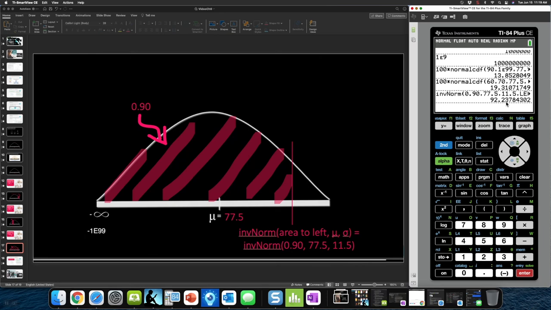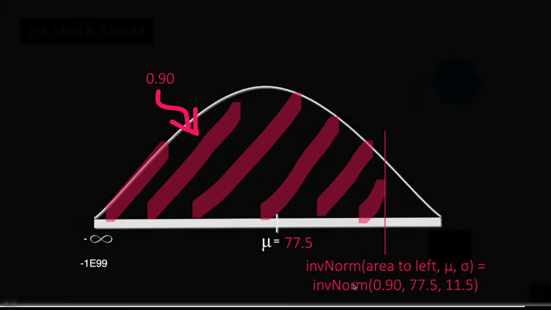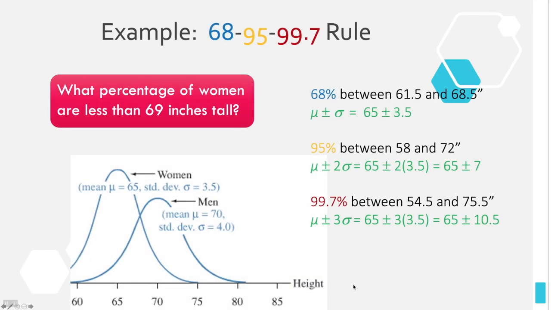So if I scored 92.2 on the exam, I am at the 90th percentile for the course, on that exam at least. And then, last but not least, we will go to the problem that we had at the very beginning, where we ask ourselves what percentage of women are less than 69 inches tall. And so we already have the curve drawn for us here. We will go to 69 inches, 6'9". We have our mean of 65 inches, and we are shading all of this area.